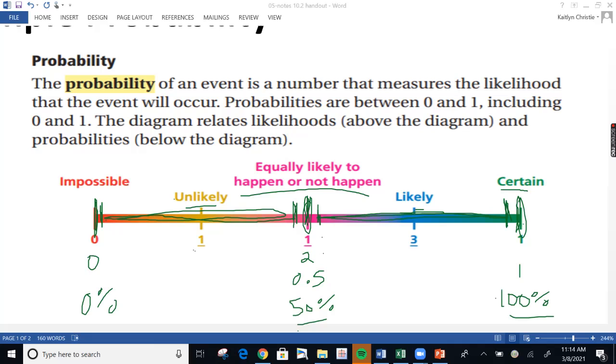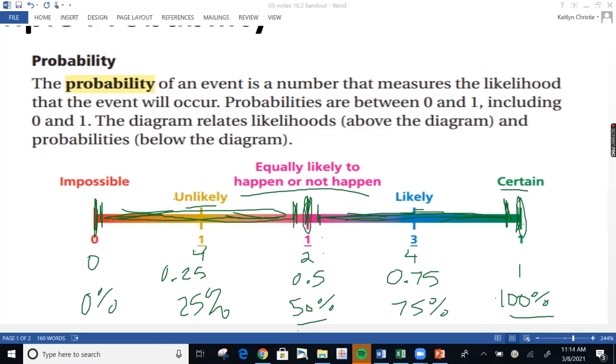So this is going to be 1/4 of the way, because if we count 1, 2, 3, 4. As a decimal, 1/4 is going to be 0.25, and as a percentage, that's 25%. Same situation with likely, 3/4 of the way, 1, 2, 3. And as a decimal, that is 0.75. As a percent, that is 75%.